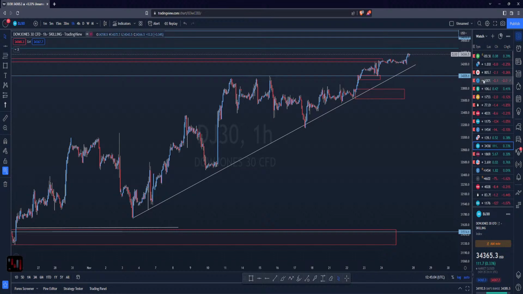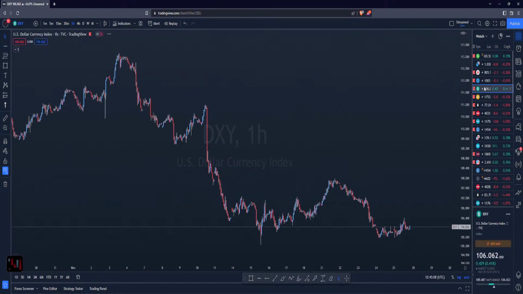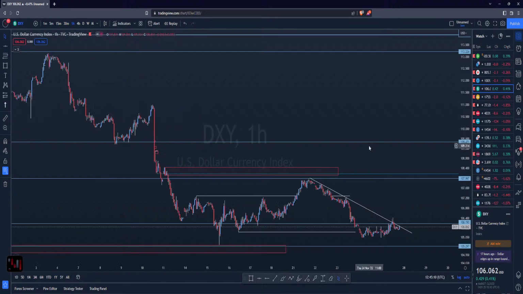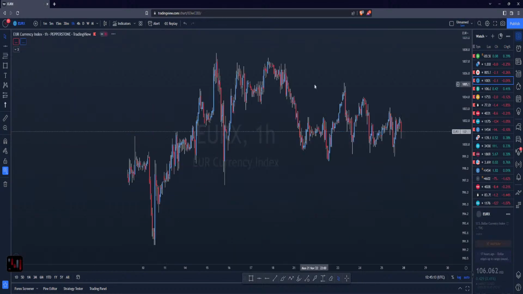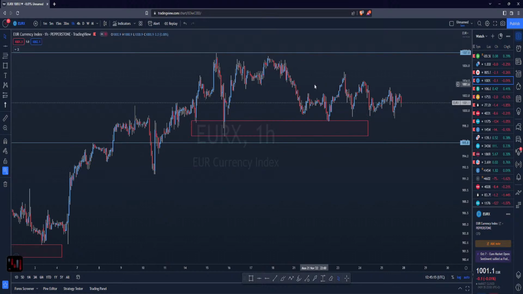Yeah, so looking now at the other FX indices, we look at the dollar index. Aside from the dollar index, now I'm going to look at the euro index. It's another one that I look at, and you can see how much of a range this has been, right?